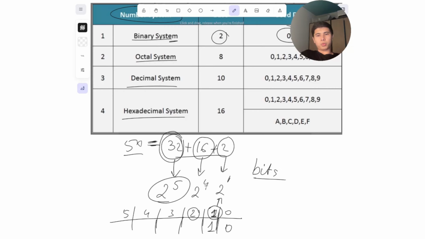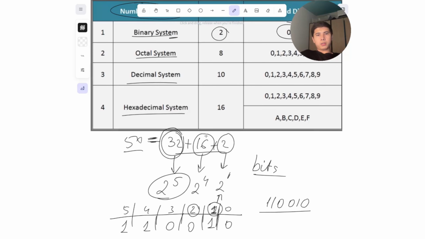And 2 to the power of 2, no, we can write 0. 2 to the power of 3, no. 2 to the power of 4, yes. And 2 to the power of 1, yes. It means the binary representation is equal to 11, 0, 0, 1, 0. This means that the decimal number 15 has been converted into the binary numerical system.